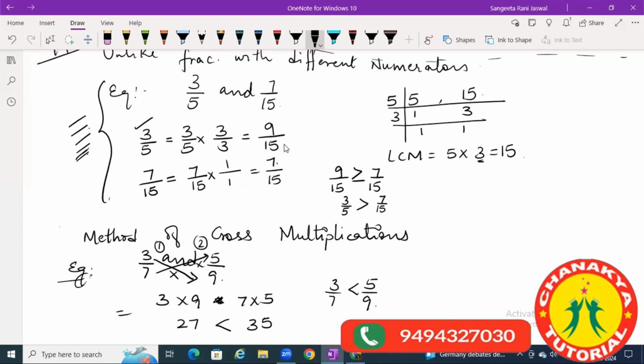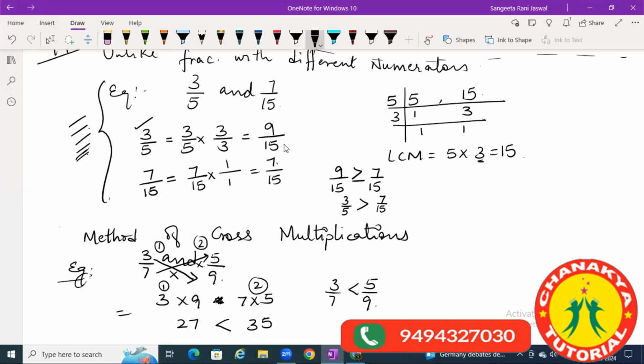Ma'am, why can't 3 by 7 be the greater fraction? We take it like this: 3 into 9 is 27, so this is the first multiplication and we have taken the second multiplication as 7 into 5. If the first multiplication is greater, then of course the first fraction will be greater. Okay, you get it?